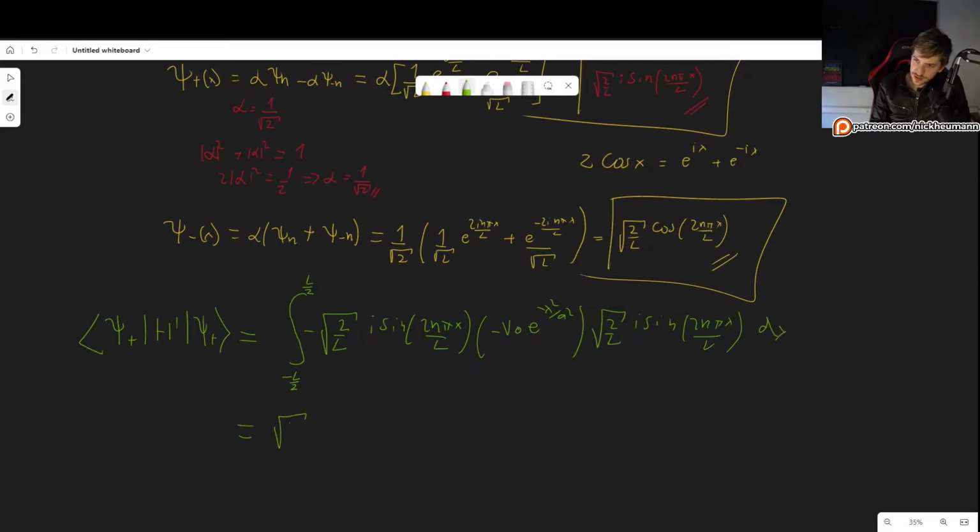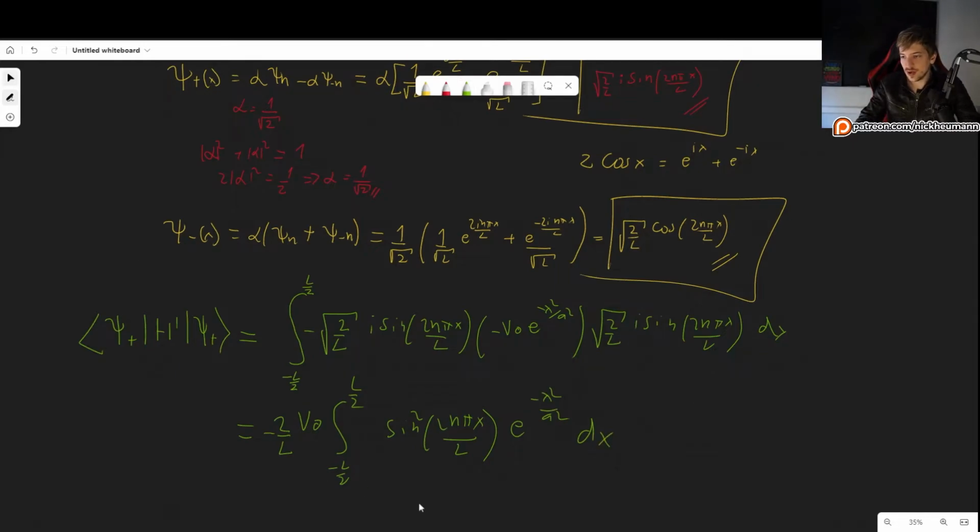We pull the constants of integration to the front, so we get them squared. And we can also take minus v0. Okay, and we are left with the integral from minus L over 2 to L over 2 of sine squared of 2n pi x over L and e to the minus x squared over a squared dx.